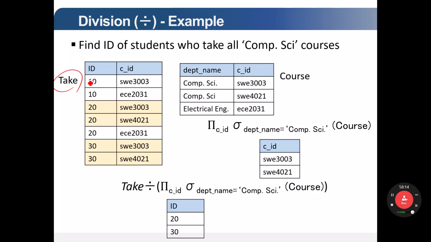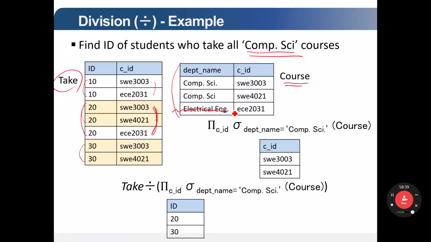So the student with ID 10 took these two courses. The student with ID 20 took these three courses. And the student with ID 30 took these two courses. And the course table has these three records. And we only care about computer science courses.